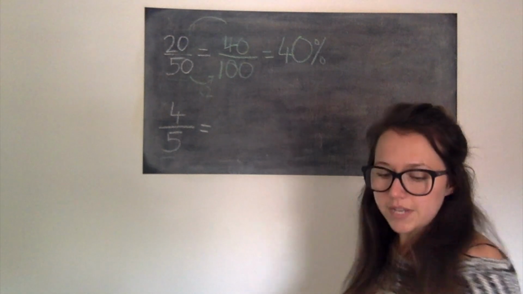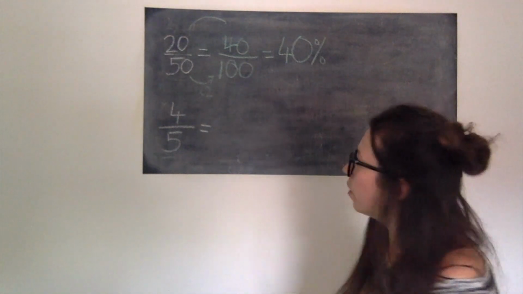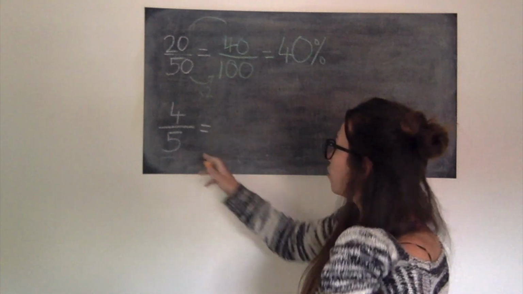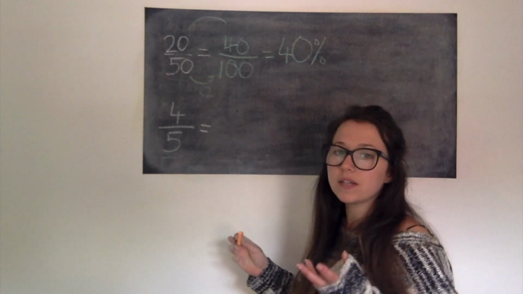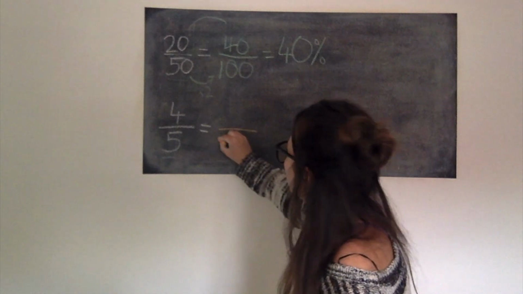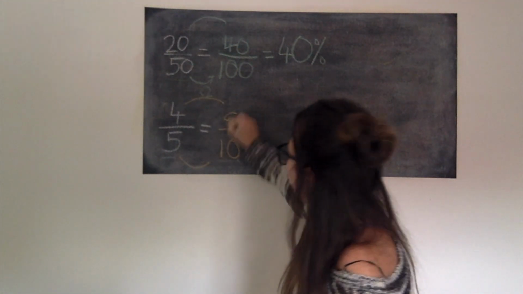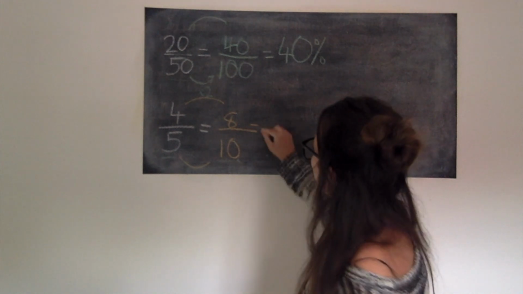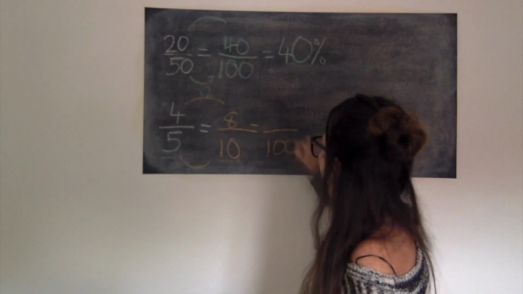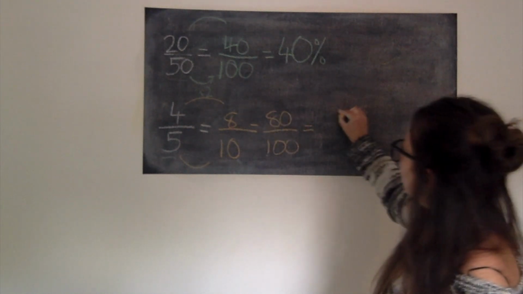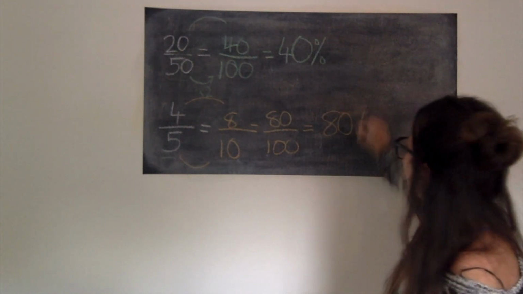Okay? Now the next one, I've got 4/5. So you can do it two different ways. You can either go straight to hundredths, but if you can't see that, we know we can go to tenths first, so times by 2, so 8/10, and then go to hundredths. So 8/10 is the same as 80 hundredths, and then that as a percentage is 80%.